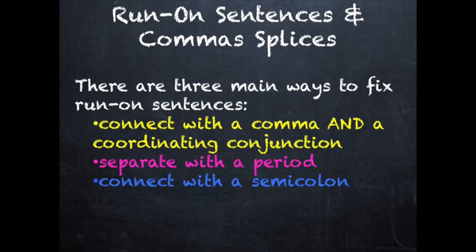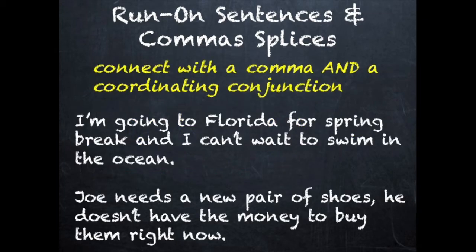First, you can connect them with a comma and a conjunction, not one or the other. You can also just separate the two sentences with a period, or you can connect the two sentences with a semicolon. So, if you connect with a comma and a conjunction, those examples we just looked at. The top one, I'm going to Florida for spring break and I can't wait to swim in the ocean, that's missing the comma. It only has the conjunction. The second one, Joe needs a new pair of shoes, he doesn't have the money to buy them right now, that one only has the comma and not the conjunction. So both of those are incorrect, and you basically do the same thing to fix them.